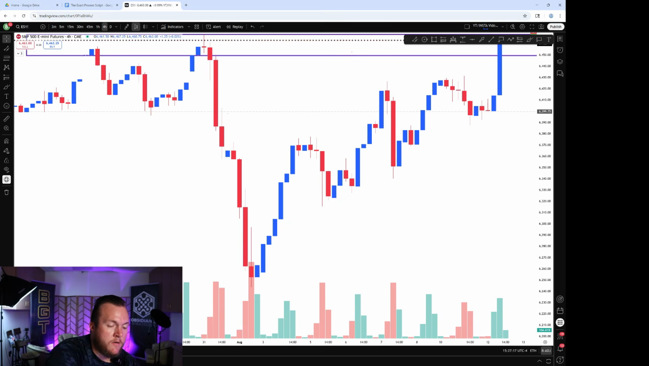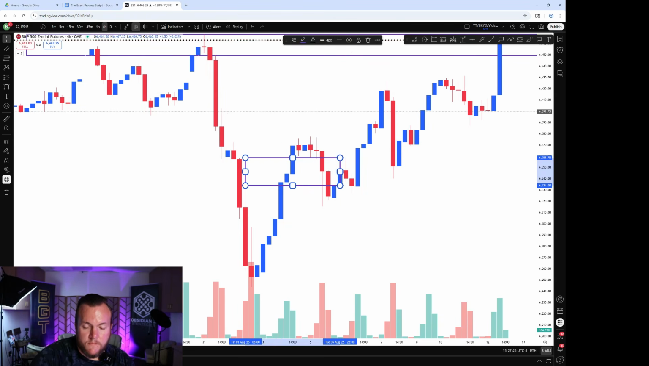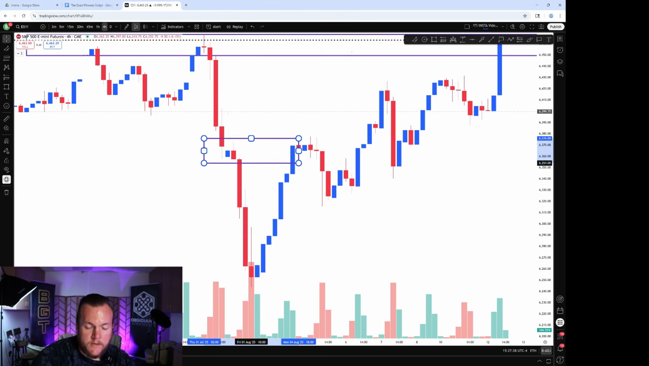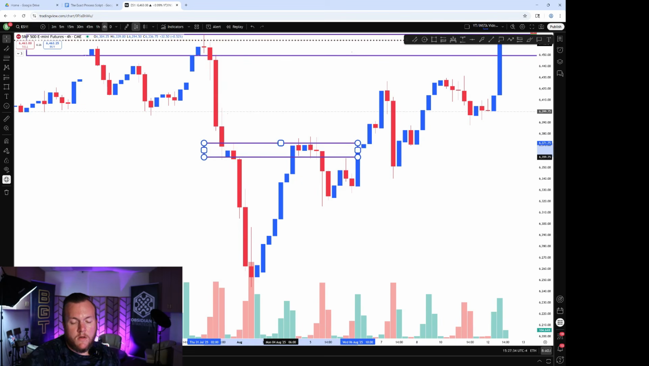So what did this do? This built up a supply zone right here. We could probably include all of this candle here. And then look at where price came back to later on. Later on, price came back up into this zone and then rejected and fell.